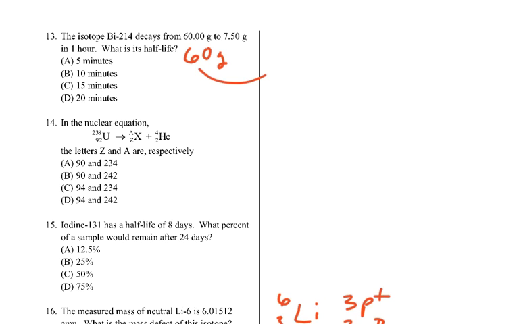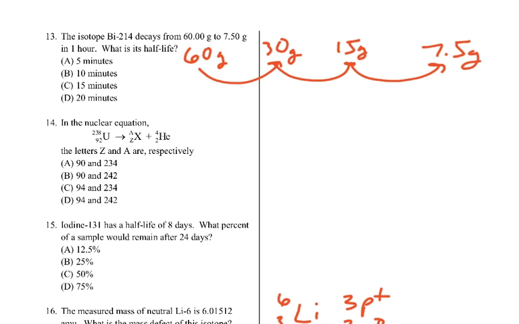So if I had 60 grams, it would go down to 30 grams in one half-life. That would go down to 15 grams in another half-life. That would go down to 7.5 grams in another half-life. So it looks like 3 half-lives is 1 hour. So 1 half-life must be 20 minutes. So 1 hour divided by 3, 20 minutes. Answer D.